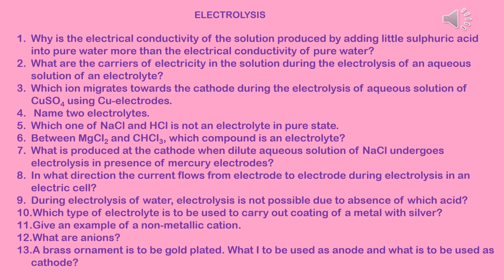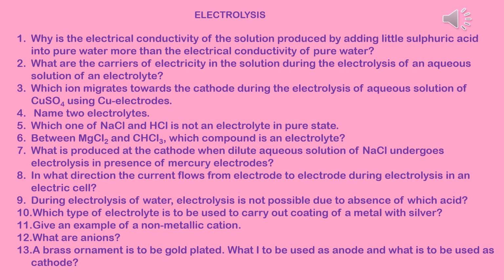Next question. Name two electrolytes. Sodium chloride or NaCl and potassium hydroxide or KOH. You can give the other names also, I am just suggesting. Number 5. Which one of NaCl and HCl is not an electrolyte in pure state? Answer is HCl, that is hydrochloric acid is not an electrolyte in pure state because sodium chloride is an electrolyte in pure state.